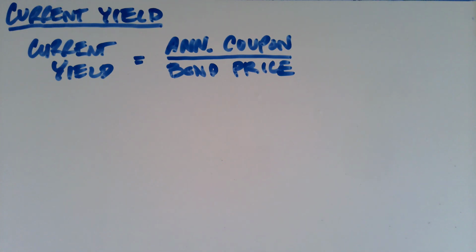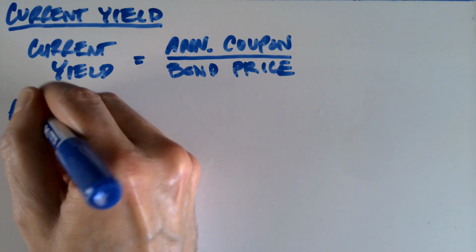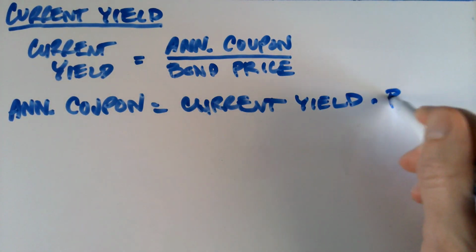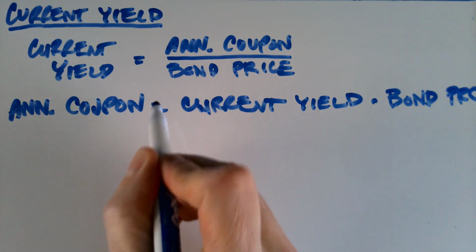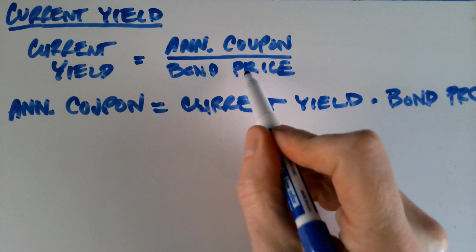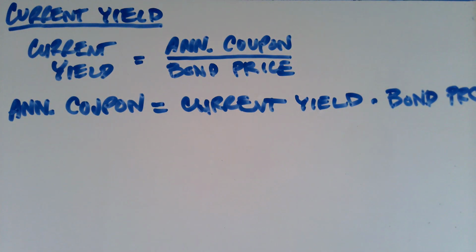Let's start with annual coupon. To do that, we just need to multiply both sides by bond price. What we're seeing here is that when we multiply by bond price, it cancels out, leaving annual coupon by itself, multiplied by the current yield. And so that is your formula for annual coupon. What if instead we were asked to find the bond price?